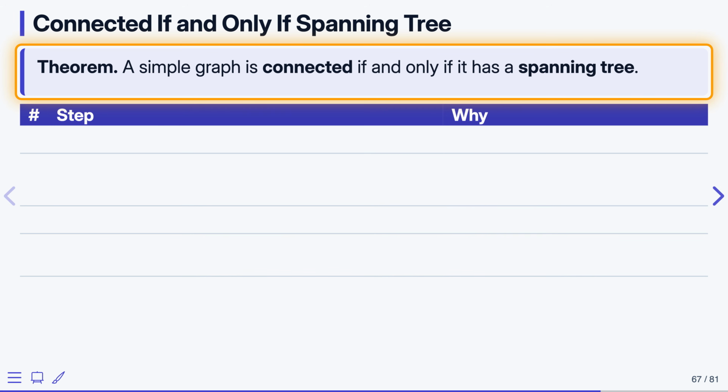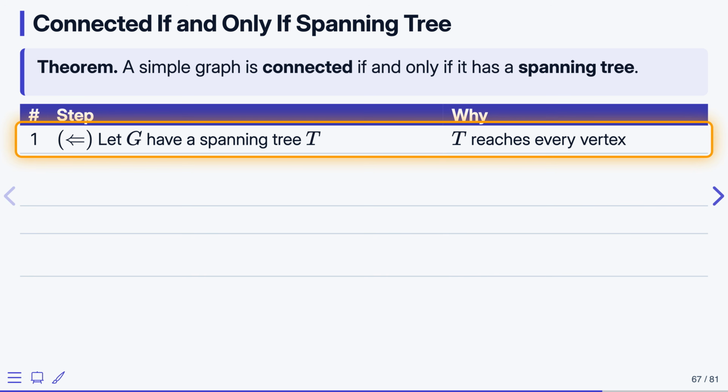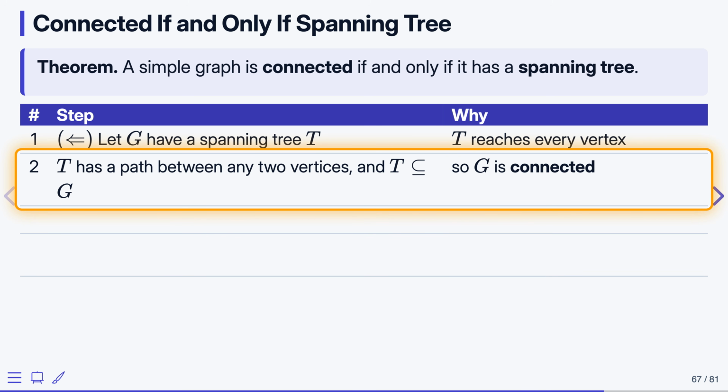Now a clean theorem. A simple graph is connected exactly when it has a spanning tree. It is an if and only if, so we prove it in 2 directions. Step 1. Start with the easy direction. Suppose G has a spanning tree T. By definition, T reaches every dot of G. Step 2. Inside T there is a path between any 2 dots, and T sits inside G, so those same paths live in G, so G is connected.